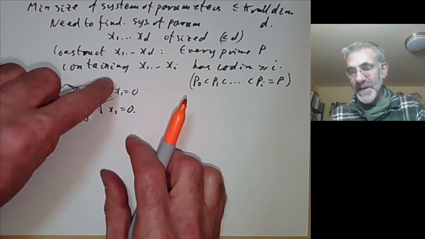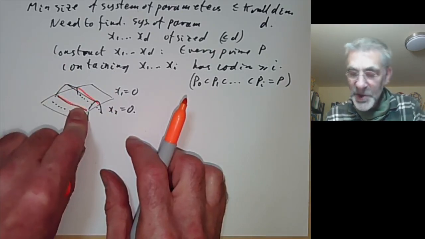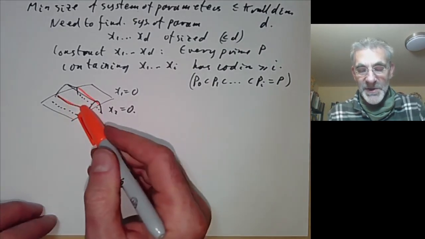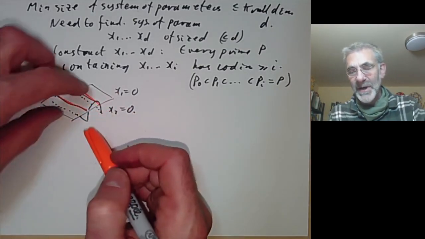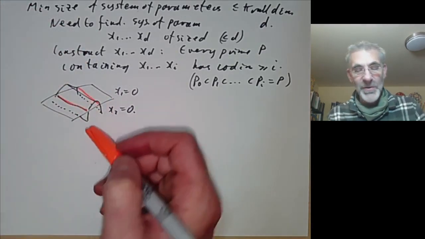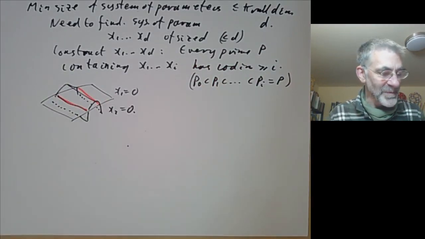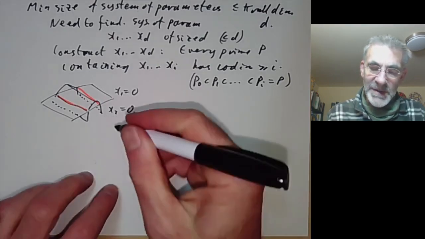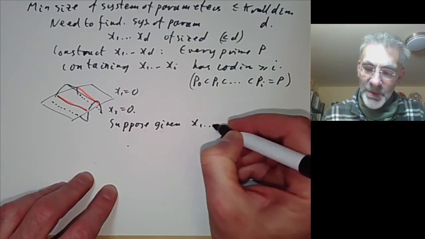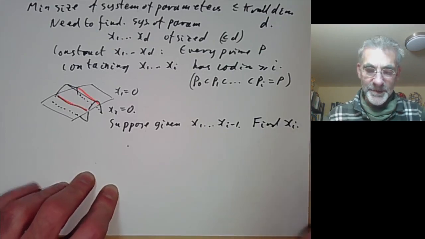So what it means is that if you take two hypersurfaces given by functions xi equals 0, then all components of that have codimension at least 2, and so on. If you take three hypersurfaces, all components of the intersection have codimension at least 3, and so on. So we're eliminating the degenerate case where you might take an intersection of three hypersurfaces and it only has codimension 2 or something. So we're going to try and find xi with this property. So suppose we're given x1 up to xi minus 1. And the problem is we want to find xi.